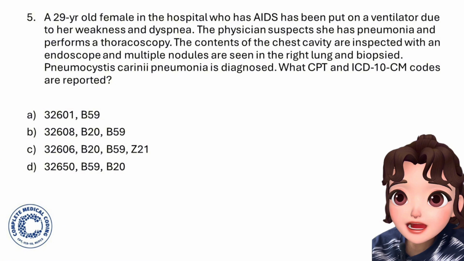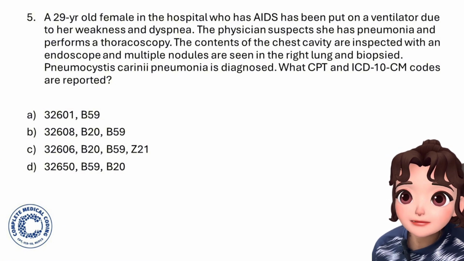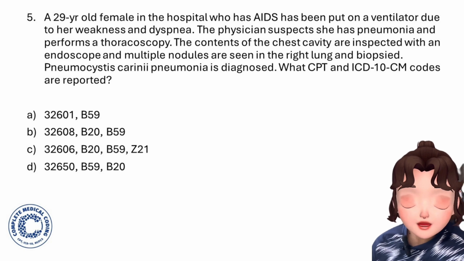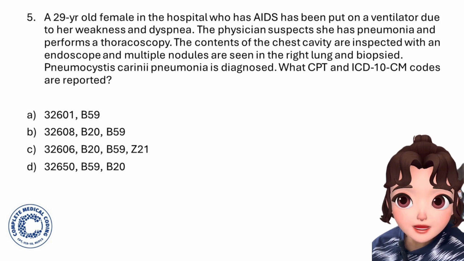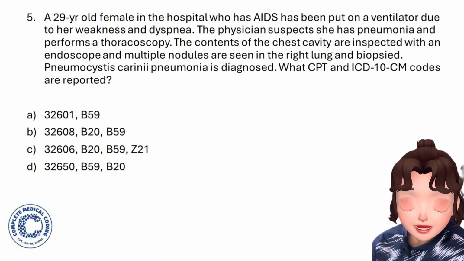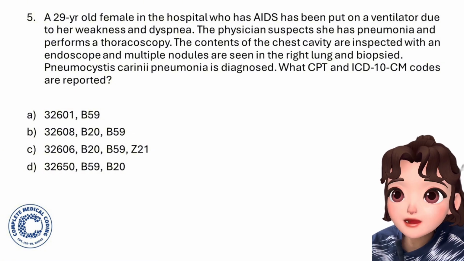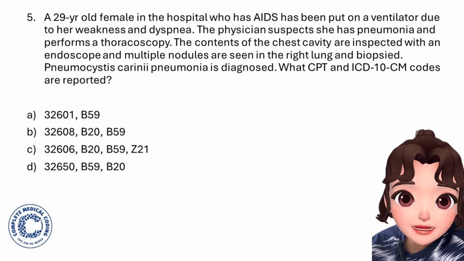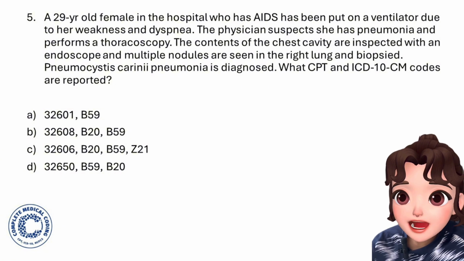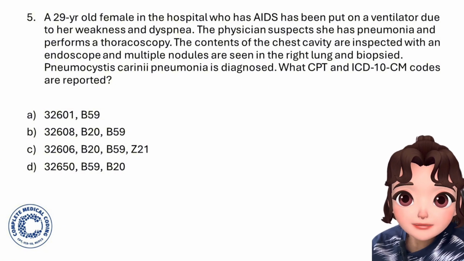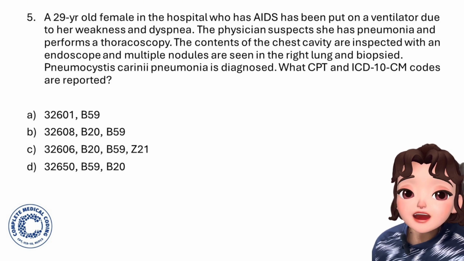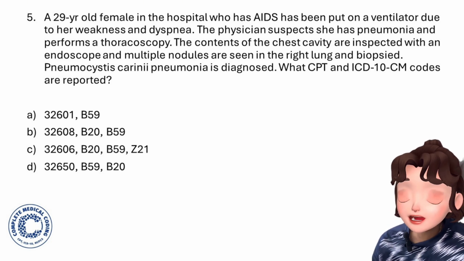What is the code 32608 in option B? 32608, thoracoscopy, yes, that is a procedure done, right, with biopsy. Thoracoscopy with diagnostic biopsies of lung nodule or mass, unilateral. Yes, this is thoracoscopy of the right lung, unilateral, only the right lung is biopsied. So this will be the answer, but we still have one more code left in option D. Let's check that also. Anyway, that will not be the answer because B59 is the ICD code mentioned first.